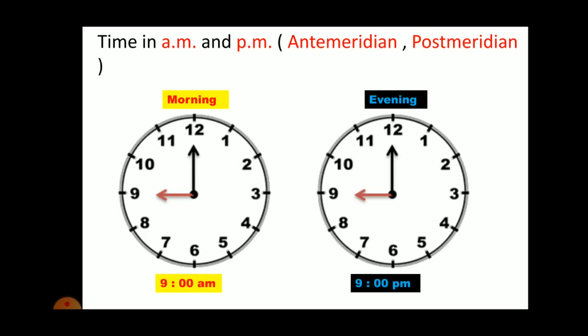Let us take one example to understand it. In the first clock, the time is 9 o'clock. As it is morning, so we will write 9 a.m. In the second clock, the time is the same, that is 9 o'clock. But it is in the evening, so we write it as 9 p.m.